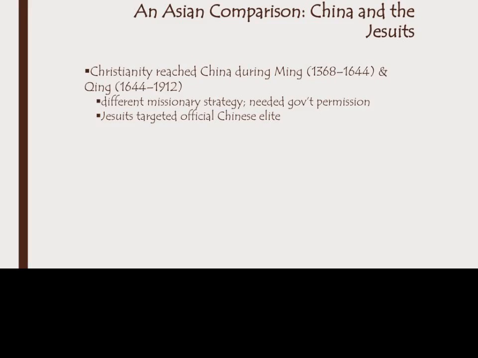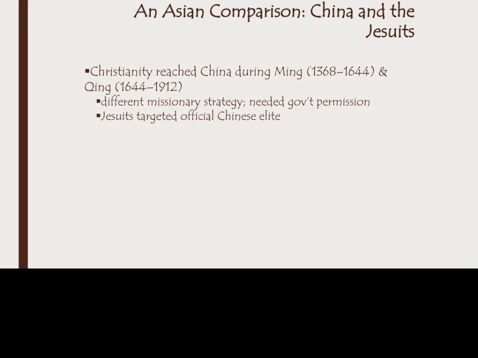All right, let's look at the Asian comparison: China and the Jesuits. Christianity reached China in the powerful, prosperous Ming and Qing dynasties, and this called for a different missionary strategy. The Ming was 1368 to 1644, and the Qing was 1644 to 1912. Two long-existing empires. The Ming were the ones that overthrew the Mongols, and as the Ming dynasty was declining, the Qing dynasty began. Like I said, this called for a completely different missionary strategy.